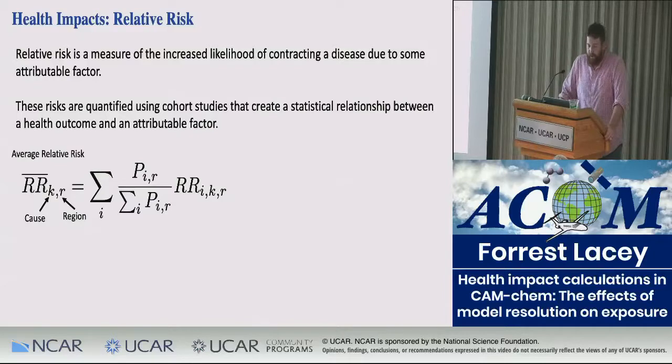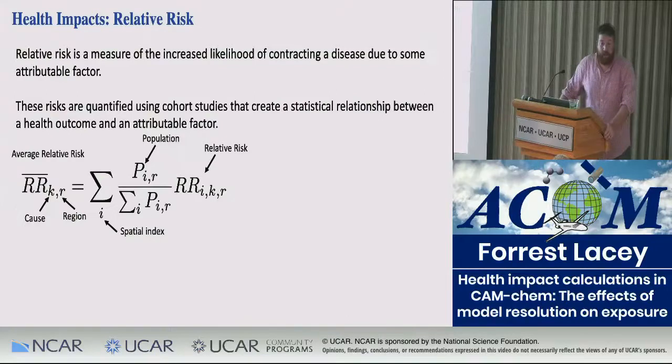And these are quantified using cohort studies that create a statistical relationship between a specific health outcome. So in the previous plots, I was looking at ischemic heart disease and some attributable factor. Before that was secondhand smoke, but in this case, we're going to consider this to be ambient air pollution. And again, if we want to look at a specific cause and region, we can have our function be a factor of that, where we now have some spatial index that's a subterm of your region, and you're looking at population and relative risk at those same spatial indices.